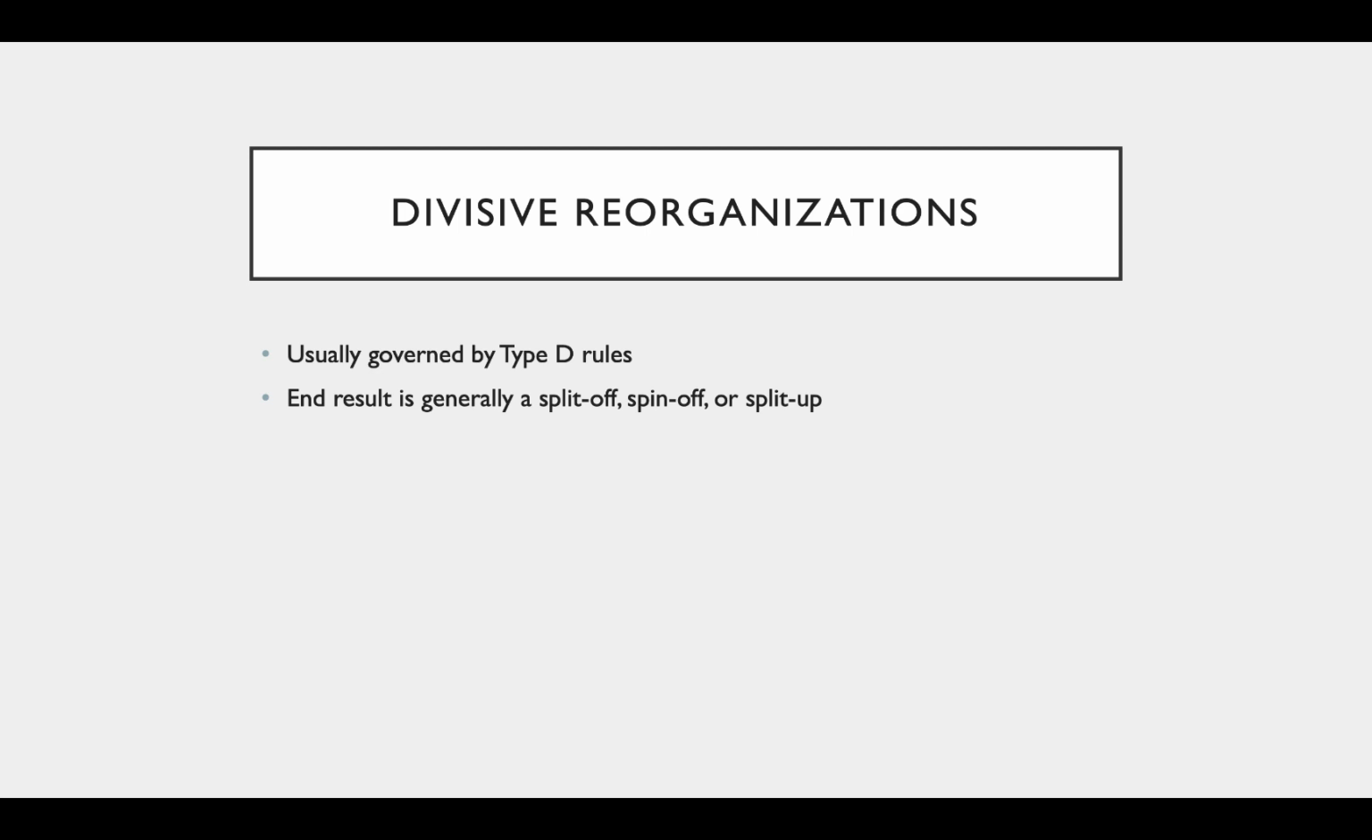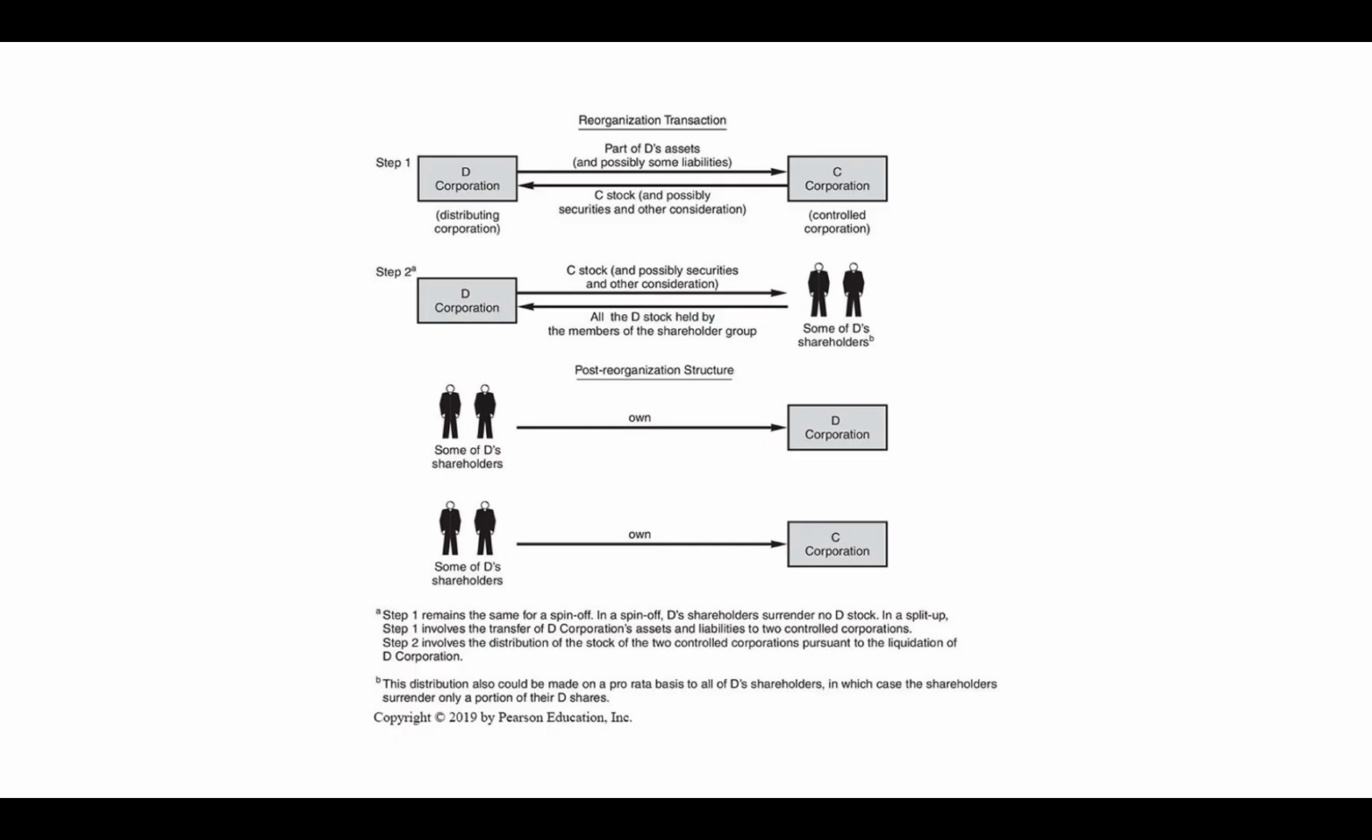There are also divisive. We've been talking about acquisitive reorganizations. There's also divisive. They're usually also governed by type D, and the end result is usually a split off, spin off, or split up. I'm not going to focus too much on the details of these. I just kind of want you to know what they are.